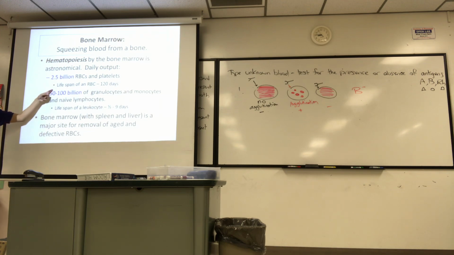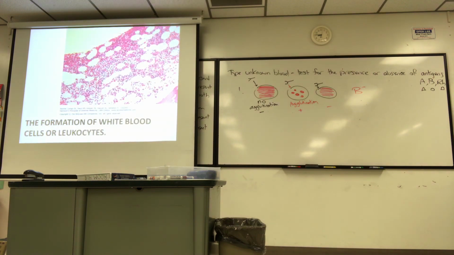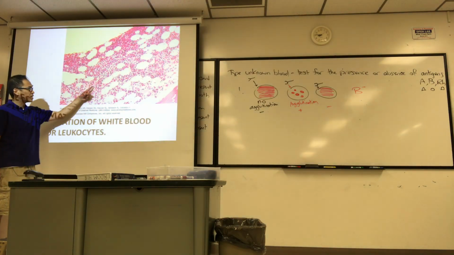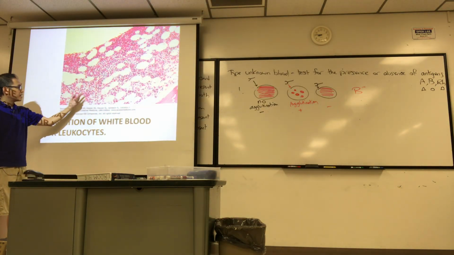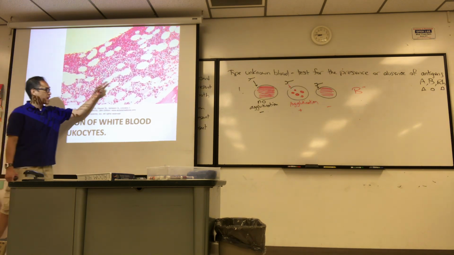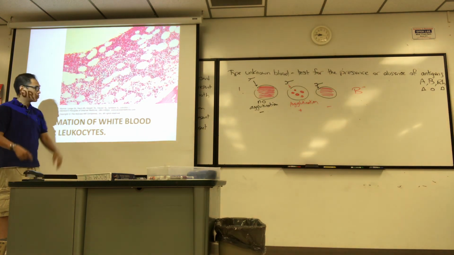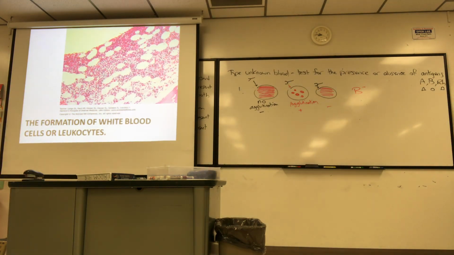The lifespan of an RBC is a few months. White blood cells, much shorter, because of the infections we fight. Billions of cells. Here's a picture of bone marrow. And you see the cells, the little purple and pink cells. We call that marrow cellularity. Now the white is adipose. And as we age, the white adipose takes over, and you lose your bone marrow. But in an adult, it should be about 30 to 40% marrow cellularity.